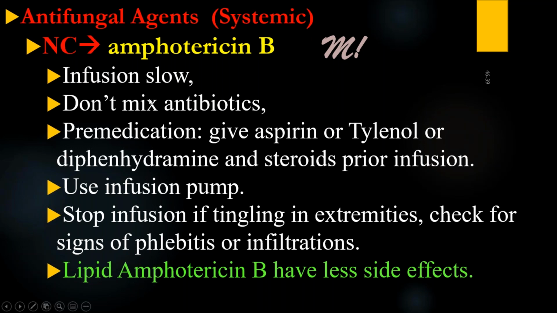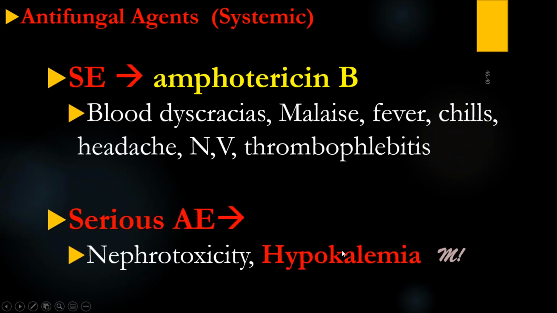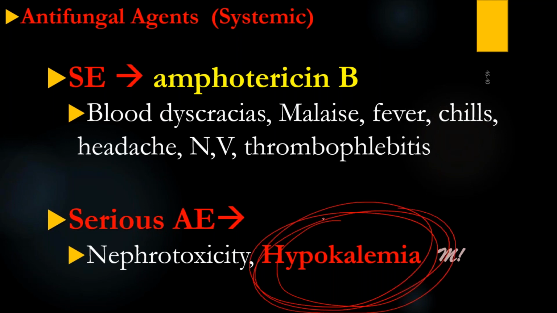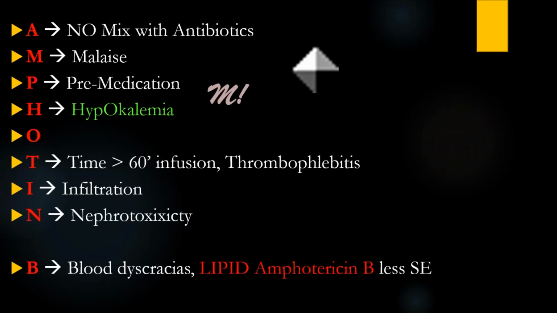Amphotericin B is for systemic infections. There is a newer one, not really new, it's like 15 years old already. Lipid amphotericin B has fewer side effects. Please remember this, huge here, huge. Hypokalemia. That's the way you can remember everything we were talking about.